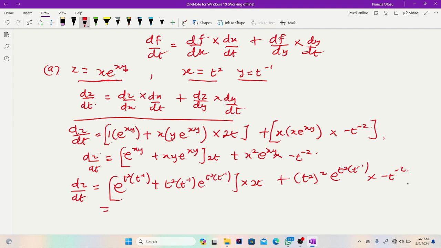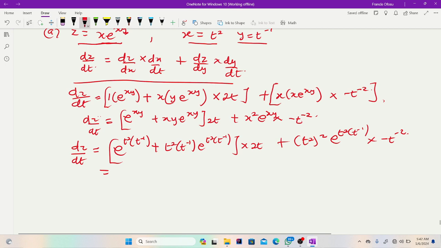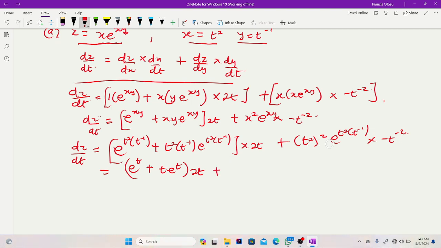So this is another phase of simplification. With this phase of simplification, you just have to open your eyes. So I'm going to get e to the power, I have 2 minus 1, so e to the power t. Then I'll have plus, this will as well give me t to the power 1, so t e to the power another t, all multiplied by 2t, right? Then plus, here I'll get t to the power 4, t to the power 4 e to the power t times negative t to the power negative 2, right? So my final becomes 2t multiplying e to the power t plus t e to the power t, then minus t to the power 2 e to the power t. And this gives me the derivative of this entire function z with respect to t.